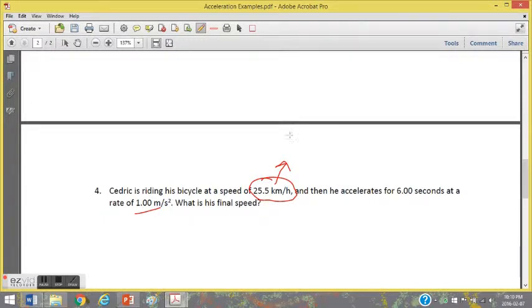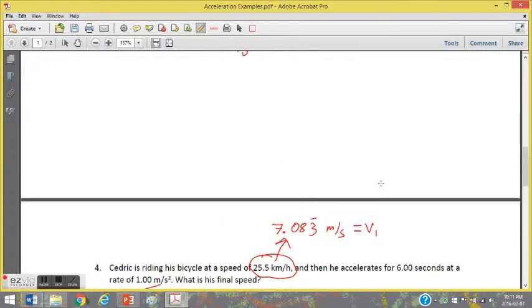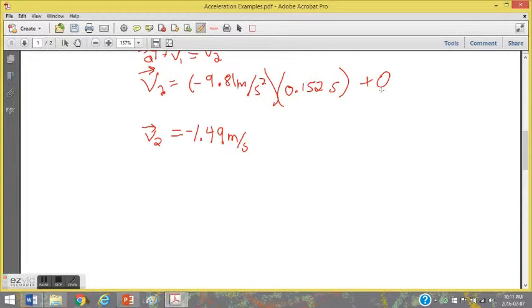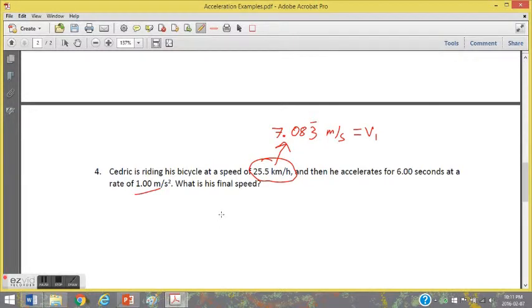And do not round that number. When you punch it back into your calculator, it's 7.08333333, or 3 repeating. Enter in lots of 3s, otherwise you'll get the wrong answer. That's my meters per second. That's my V1. So it's actually the same formula I've been using, it's just that now V1 is not 0. I've just had to add this plus zero business. Well, it's not zero anymore. Okay, so let's figure this out. So VF, or V2, is equal to AT plus V1.